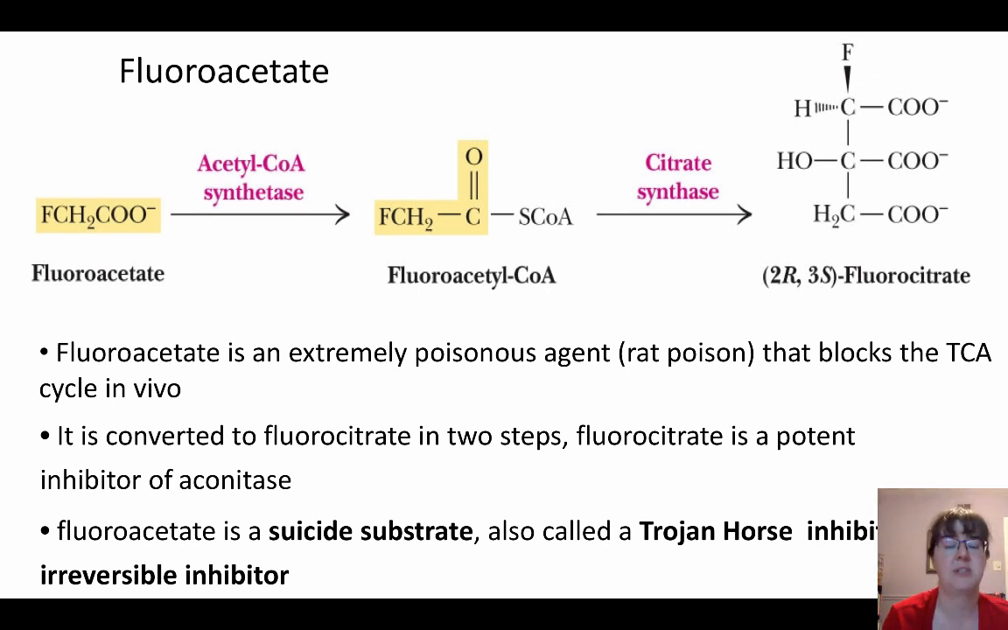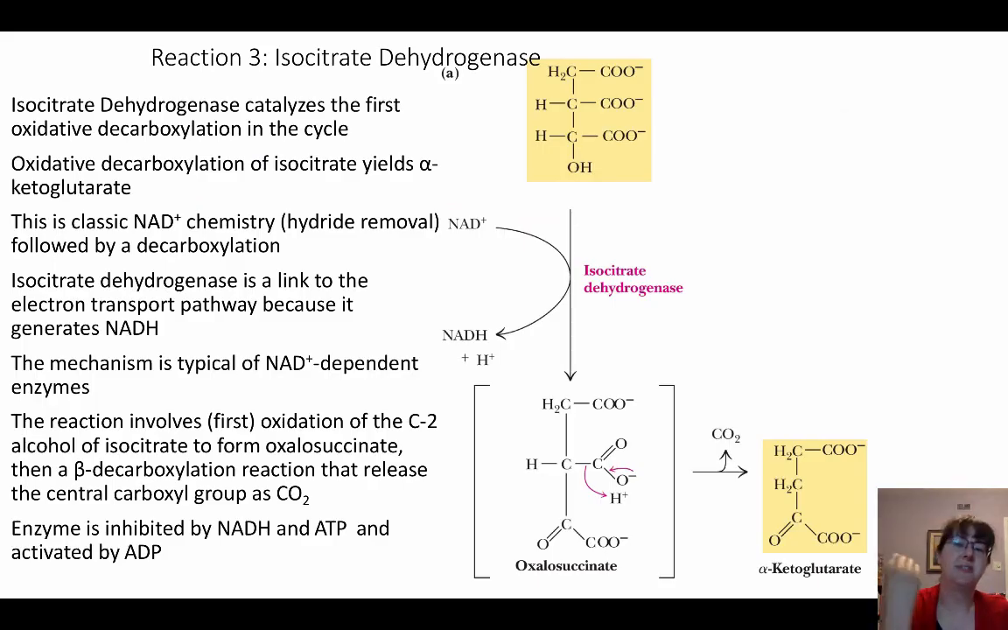So again, multiple names to say that this is going to form a covalent bond in the active site of our aconitase, and our aconitase enzyme, if it interacts with that fluorocitrate, won't work anymore. The third reaction. So we have our isocitrate. Isocitrate is then going to go to alpha-ketoglutarate.